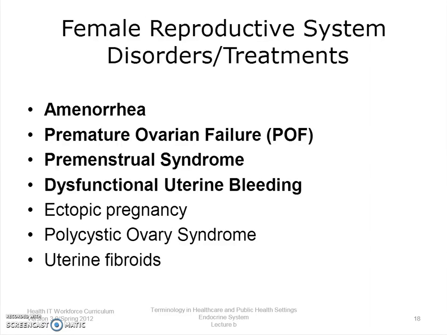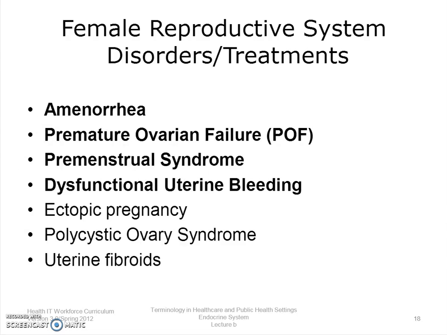This slide contains a list of female reproductive system disorders. Amenorrhea means that menstruation has not started by the age of 15. Premature ovarian failure means that the woman's ovaries stop producing hormones before the age of 40.